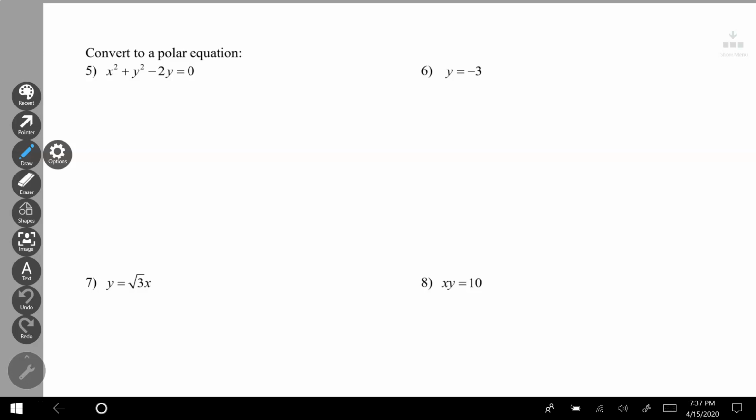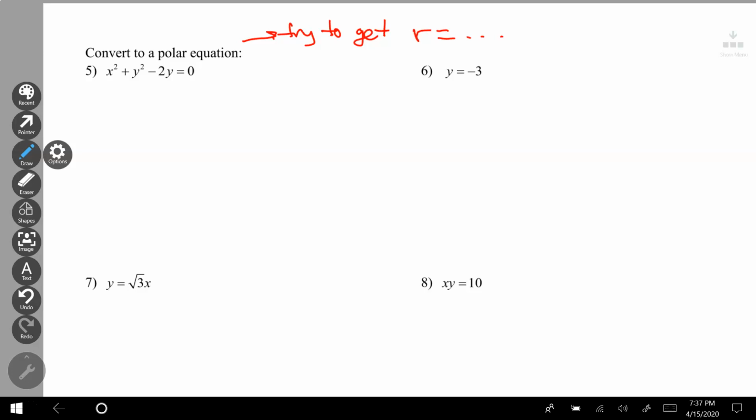So on this page, I'm going to do it the other way. I'm going to start with x's and y's, and I'm going to convert it to equations with r's and thetas, and I'm going to try, if I can, to get it so it says r equals blah, blah, blah. I might not always be able to do it, but I'm going to try my best.